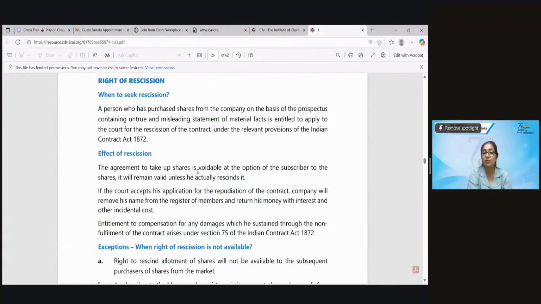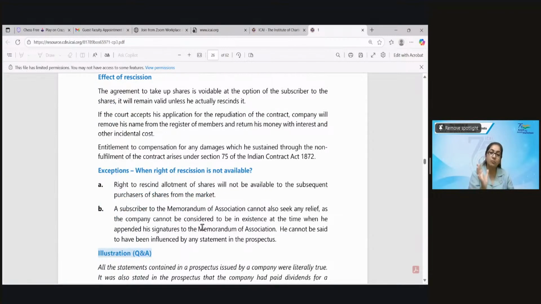So a person who has purchased the shares on the basis of a misleading prospectus has the right to end the contract. Rescission of the contract means to end the contract. The agreement becomes voidable. Who will explain me the meaning of the word voidable? Means it is voidable at the option of one and not at the option of the other. Means if you want, you can end the contract or you can keep it as it is, valid also. If the court accepts his application, the company will remove his name from the register of members and return his money. Compensation will be as per Section 75 of the Indian Contract Act. You remember we have done under the Indian Contract Act, ordinary damages, special damages. So all those same principles will be applied.